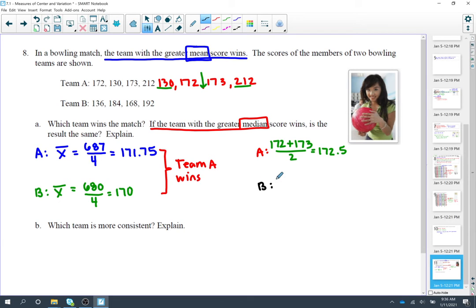Same idea, we have to find the median, so I'm going to put the numbers in order from least to greatest first. Then we're going to find the middle, which is going to be right in the middle of those. So because there are 2 numbers in the middle, we take 168 plus 184, and we divide that by 2, which gets us a median of 176. So if I'm looking at the median scores, that's going to tell me that team B wins.